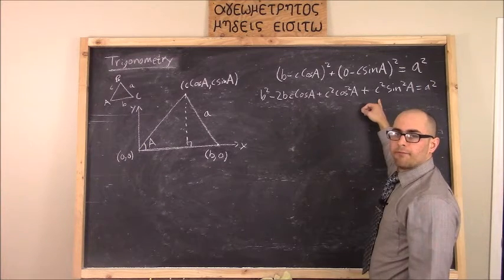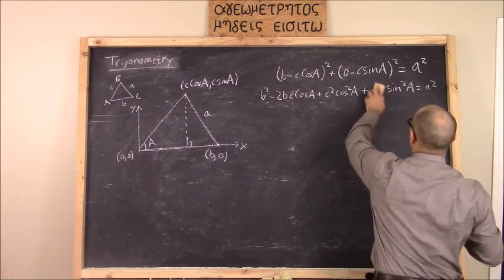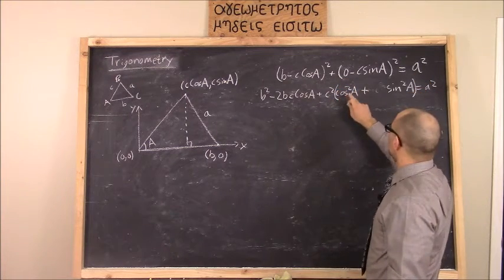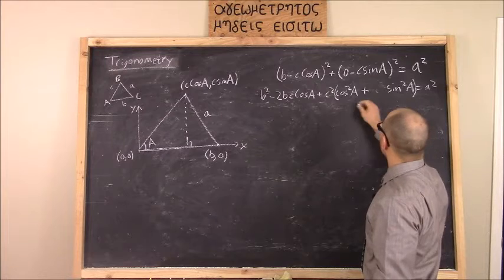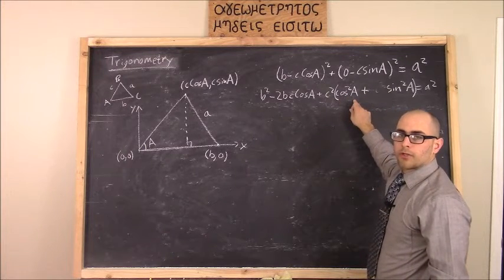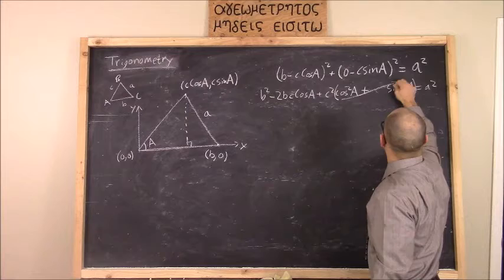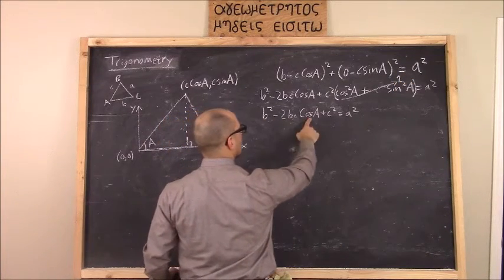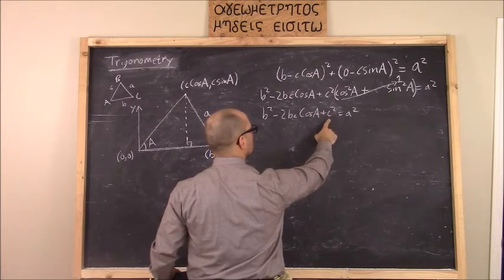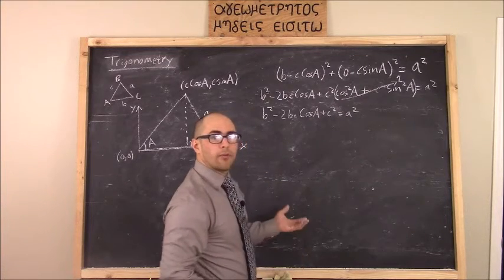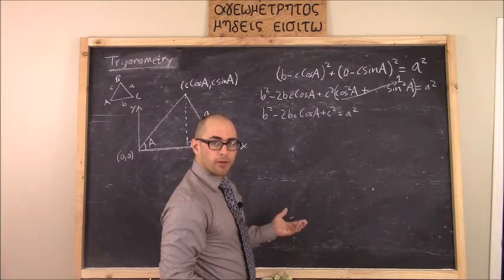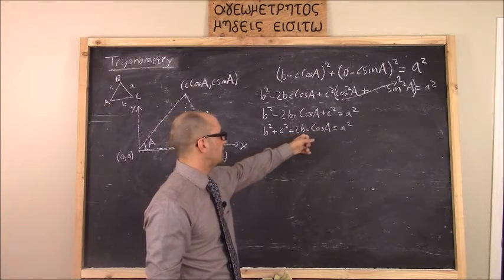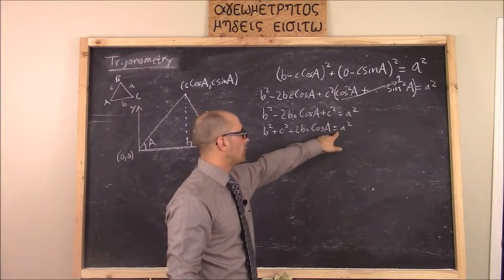At this point, I can factor out a c squared times cosine squared plus sine squared. Well, remember from our trig identities, this whole term is equal to 1. So I'm left with b squared minus 2bc cosine of A plus c squared is equal to a squared. I can rearrange it a bit so it's in a more familiar format. b squared plus c squared minus 2bc cosine of A is equal to a squared.